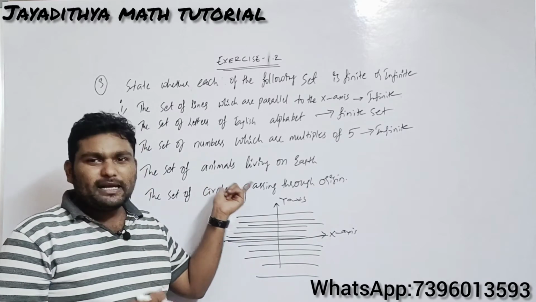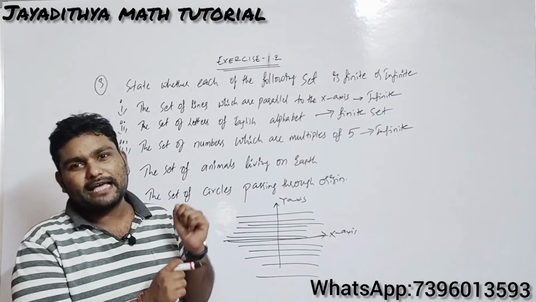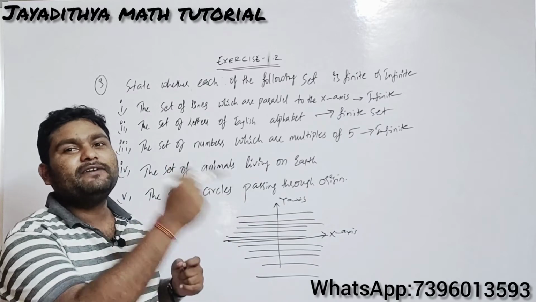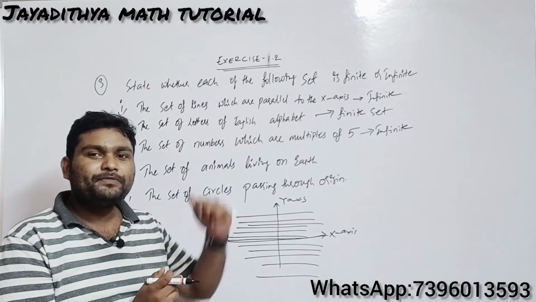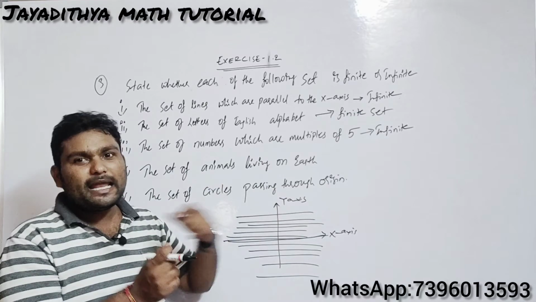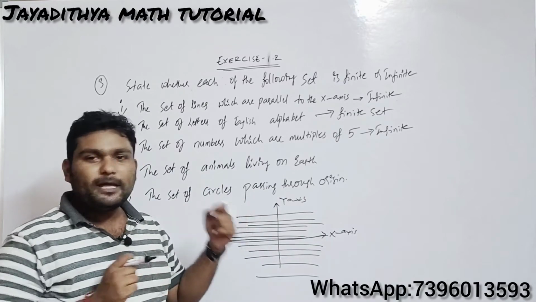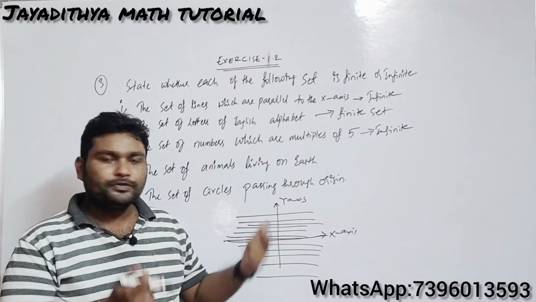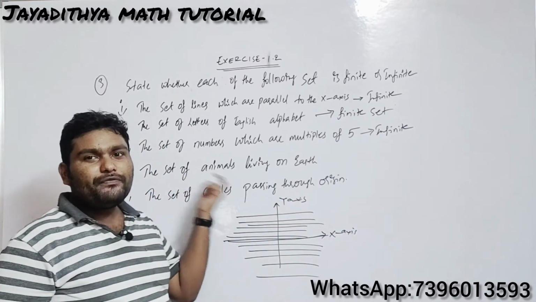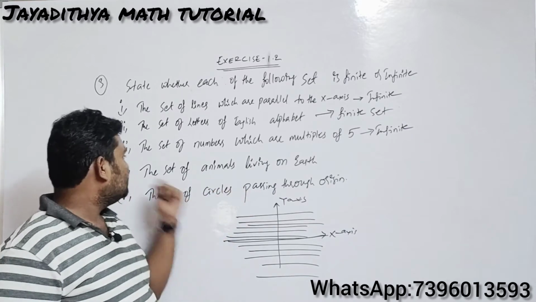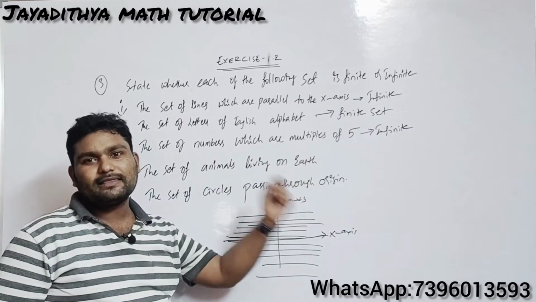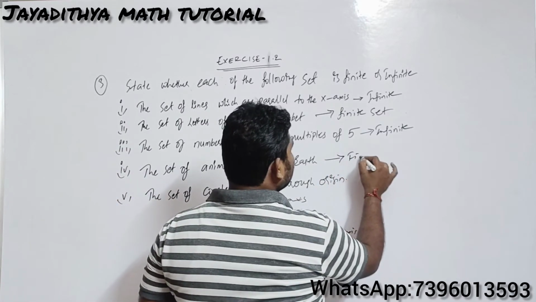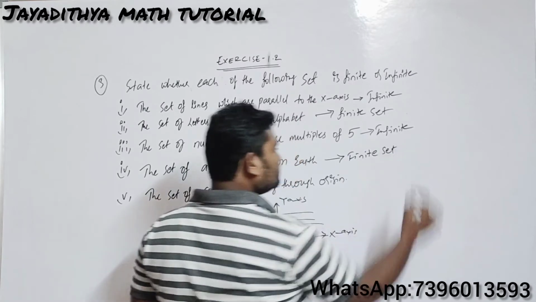So this statement is same like what we have discussed in our previous class. There we have discussed one statement there: the collection of men living in different parts of the world. The number might be bigger, but you can say that the number of men is a finite number. So here also the number of animals will be finite. So the set of animals living on earth is a finite set. Keep in mind, that is a finite set.